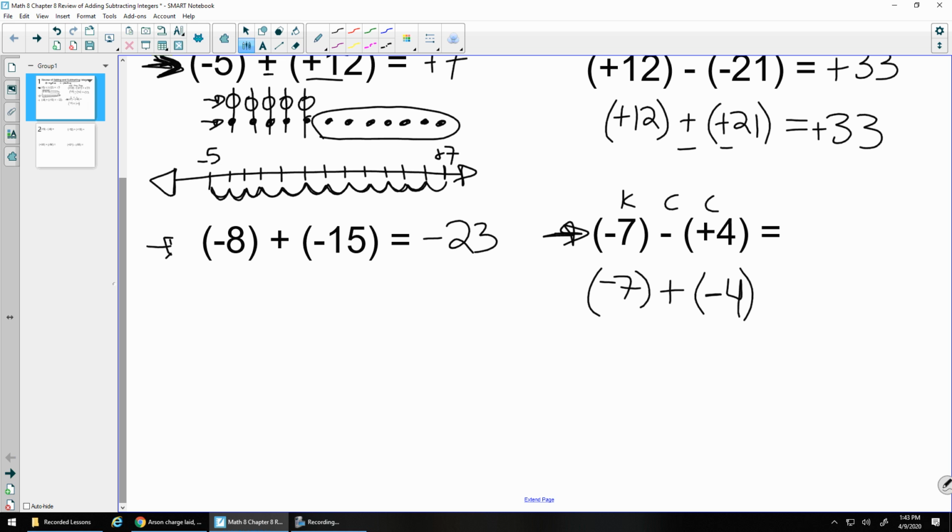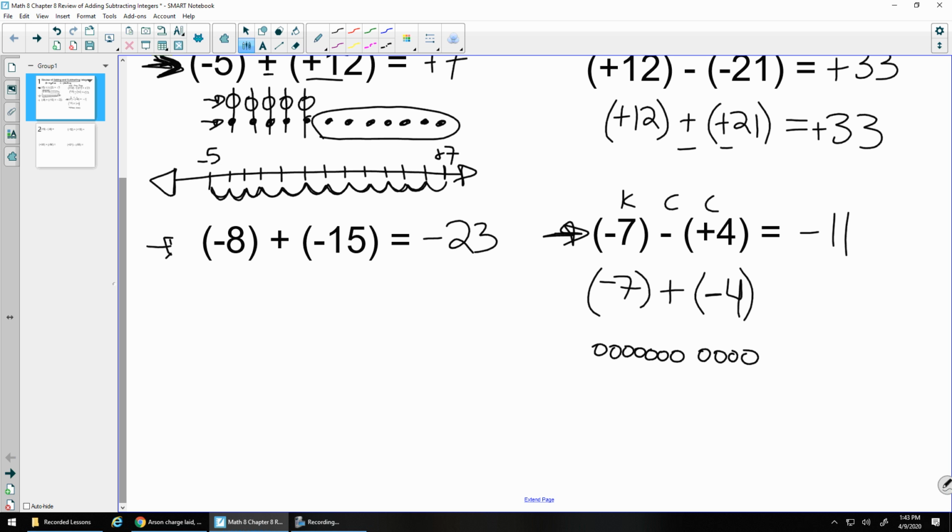Well, I have 7 negatives. I'm adding 4 more negatives. How many negatives do I have? 1, 2, 3, 4, 5, 6, 7 negatives plus 4 negatives. 1, 2, 3, 4. In total, I can count those up. I have 11 negatives. So my answer is negative 11.